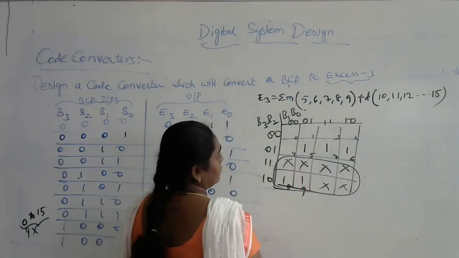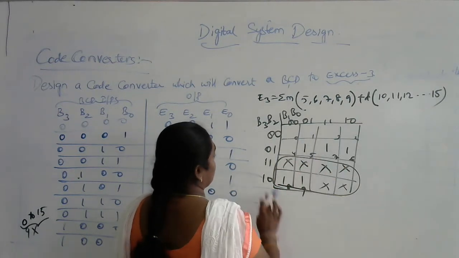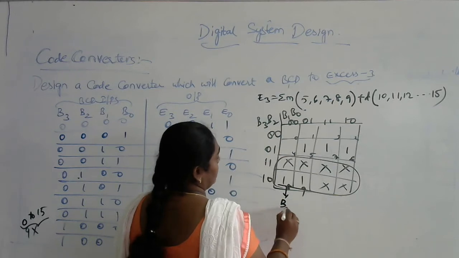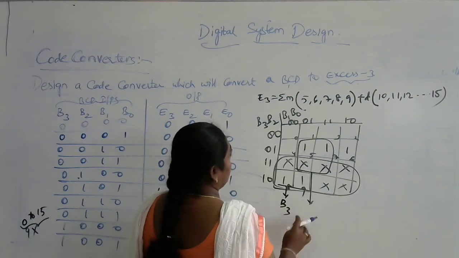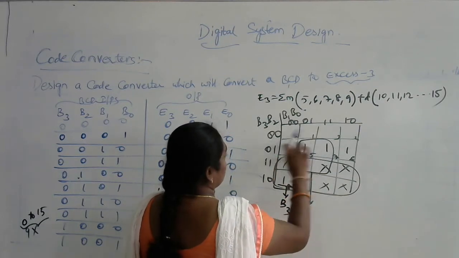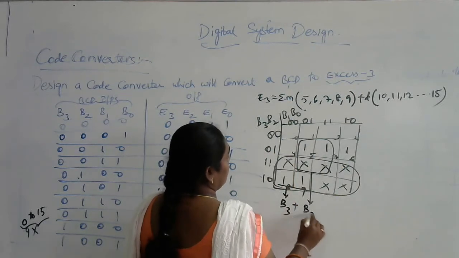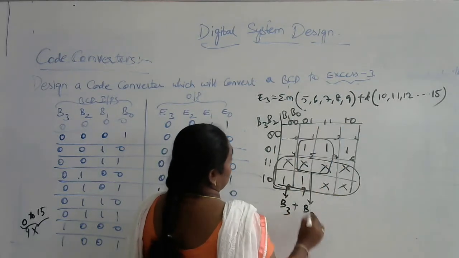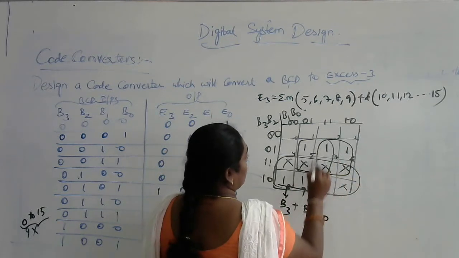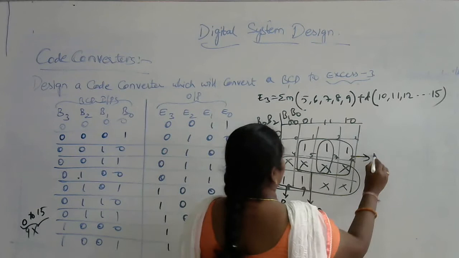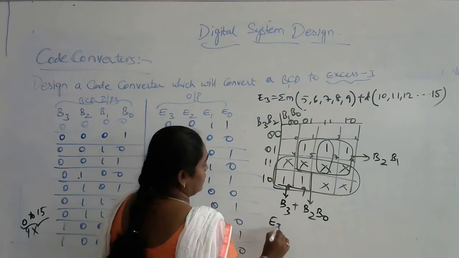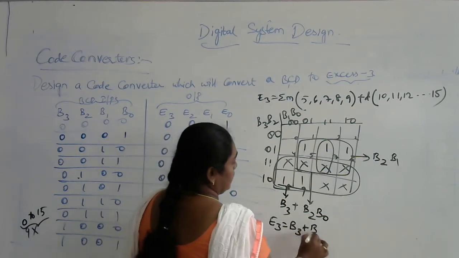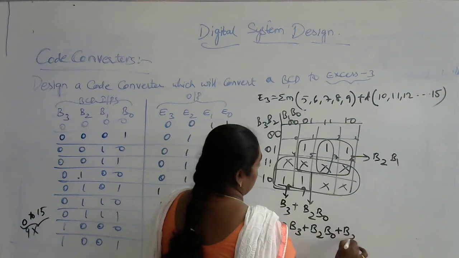Now if we observe, we can make this as one octet. If we combine this as one octet, all these columns will be cancelled out, leaving only the B3 term. Similarly, as these two ones are present, we can make this as a quad. This quad is two rows, row is B2 and the column with a common term is B0. Similarly, this is one quad related with B2 and B1. So we can write E3 is equivalent to B3 plus B2 B0 plus B2 B1.